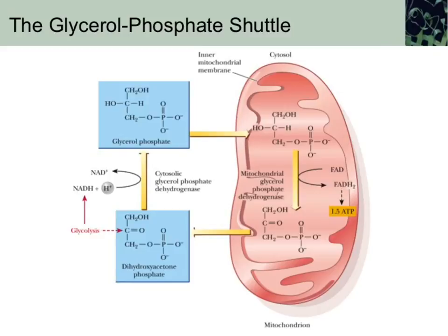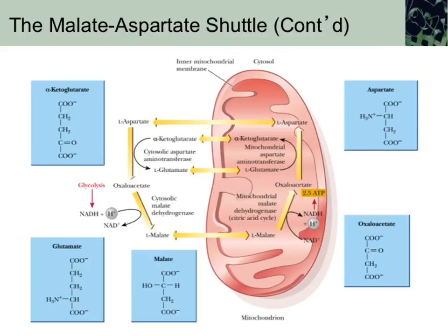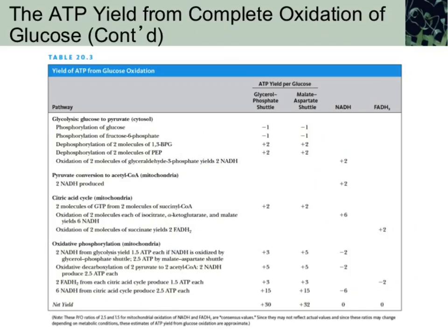Your book had some nice figures showing how we're trying to get those molecules into our mitochondria, either through the glycerol phosphate or through your malate aspartate shuttle. They're just looking at structures and how you're transferring across that membrane. They're very particular molecules that can move across the membrane. Not all of them can do so. The big point comes out of this right here at the very end.